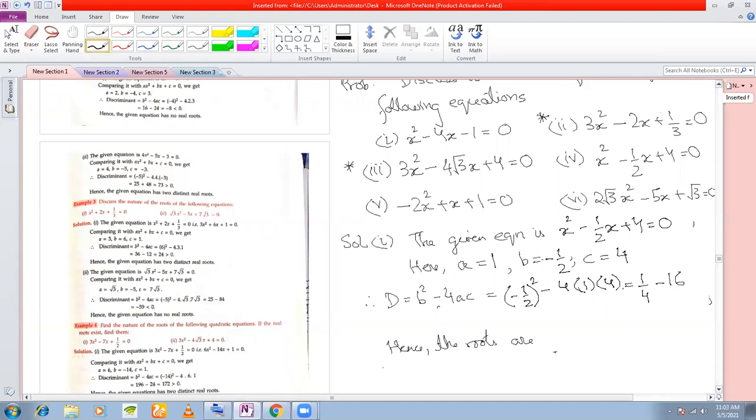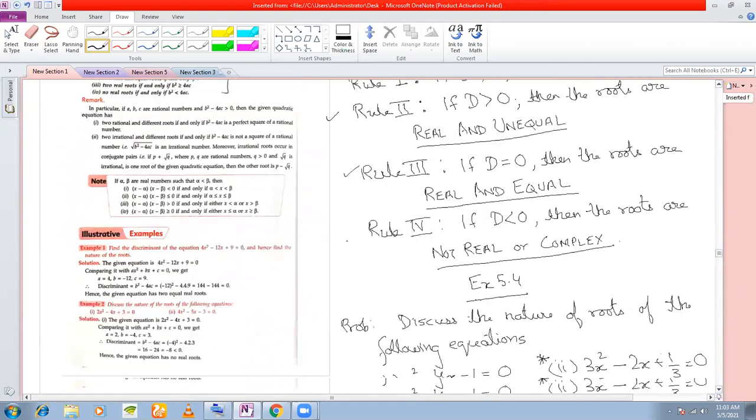Now we'll not simplify this, because what you see here is 1/4 minus 16 is definitely negative, right? We are just bothered about the sign of the discriminant. We don't actually want the value of this discriminant. We only want the sign. So we know that we are getting discriminant as negative. So therefore, which rule will apply here? Rule number 4 will apply.